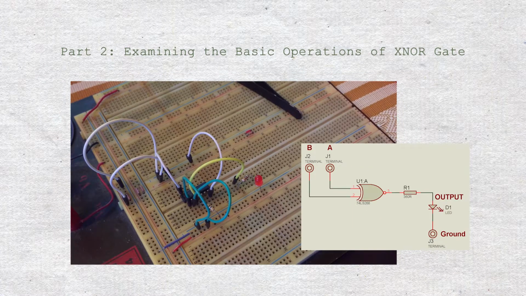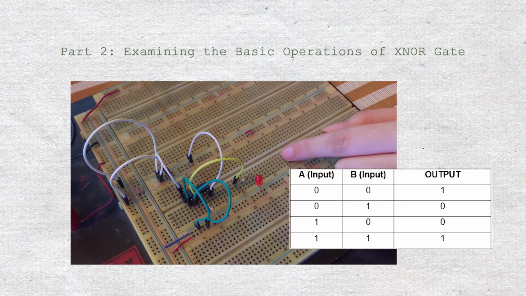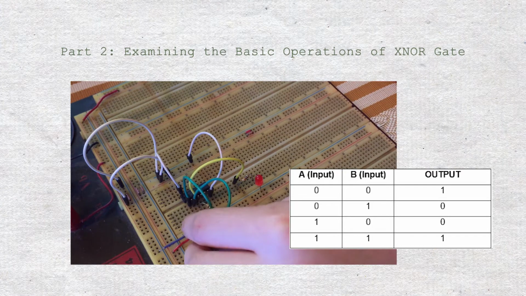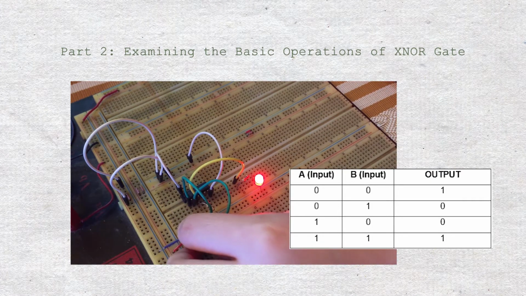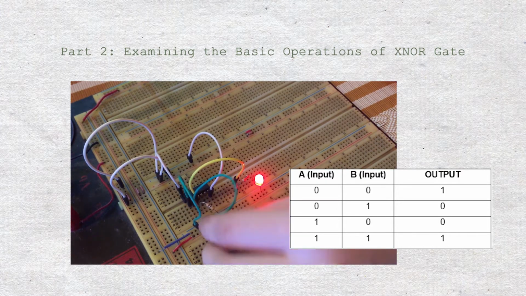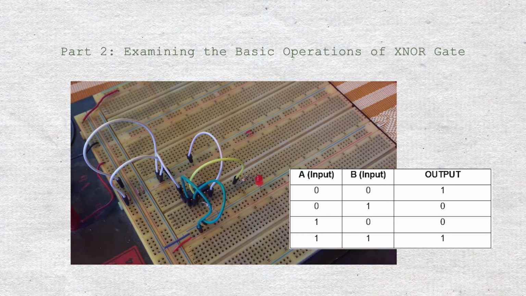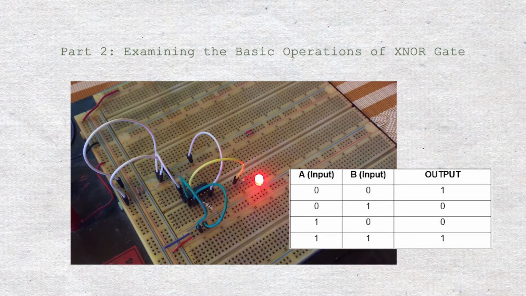For part 2, we will use the 74266 IC, and the output is connected to a resistor and then an LED. According to the table, when the input is 0, 0, the output is 1. When it is 0 and 1, the output is 0. When it is 1 and 0, the output is 0. When both are 1, the output is 1.